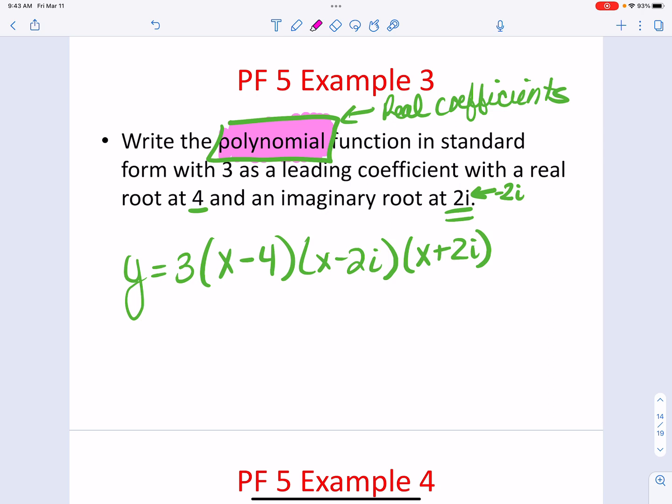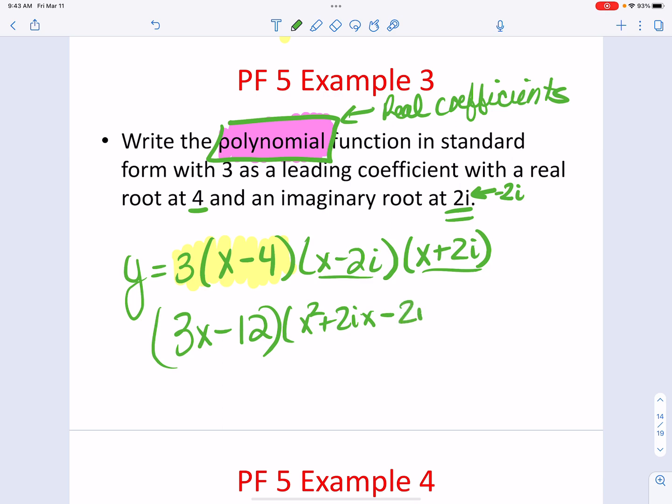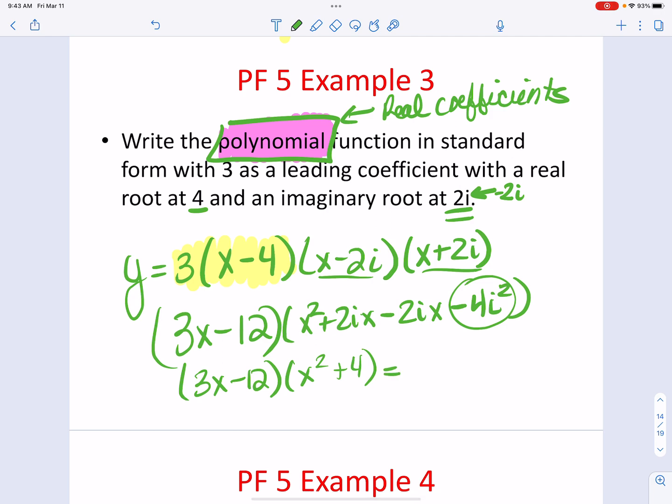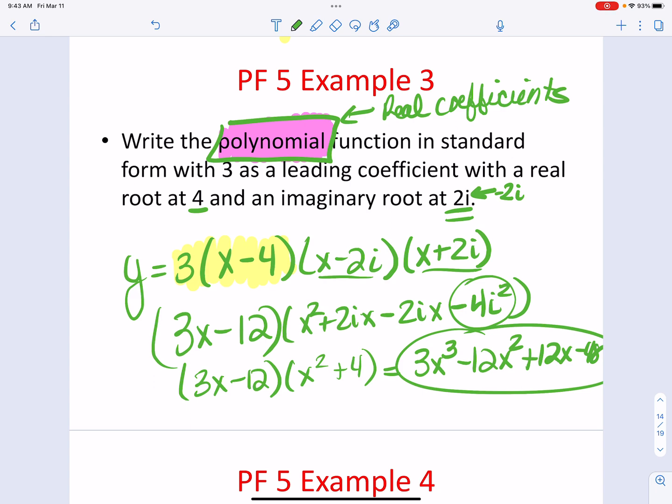Okay, so you can multiply two things together at a time. So you multiply this. So that is 3x minus 12, right? And you can multiply the back two. So that's x squared plus 2ix minus 2ix minus 4i squared. That becomes a plus 4. And then I multiply that. 3x cubed minus 12x squared plus 12x minus 48. That is my answer. Okay.